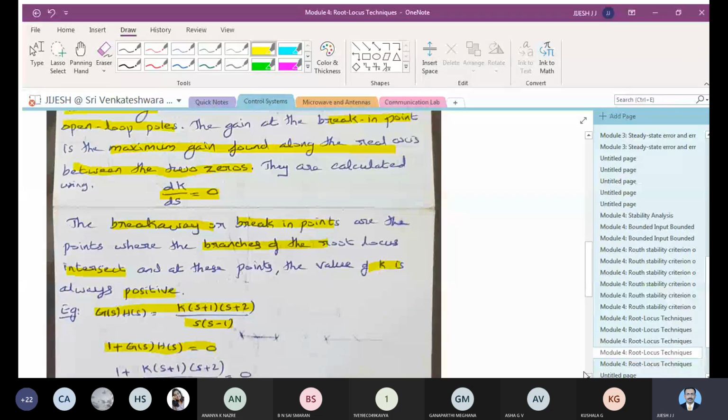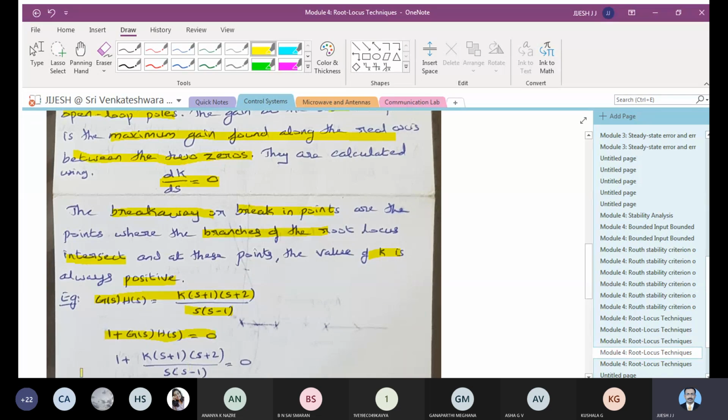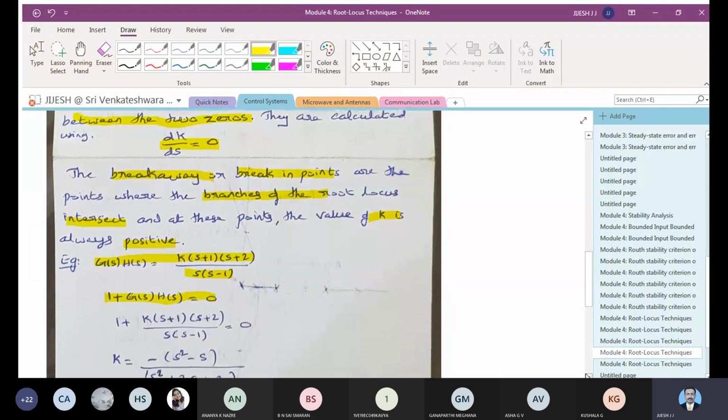So let us substitute G(s)H(s) in 1 plus G(s)H(s) is equal to 0. When I substitute, I'll get 1 plus K(s+1)(s+2) divided by s(s-1) is equal to 0.